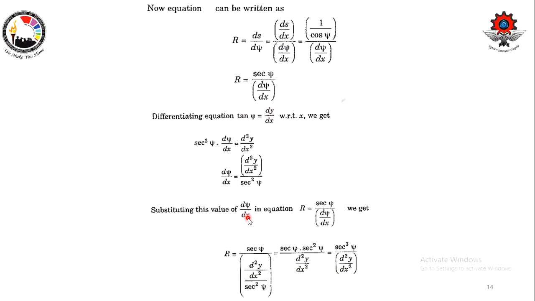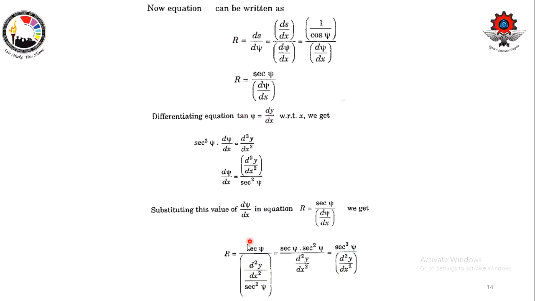Substituting this value of d psi by dx, where? Here in this equation, r is equal to secant psi by d psi by dx. Now d psi by dx in the equation r is equal to secant psi by d psi by dx, we get secant psi by d square y by dx square by secant square psi. So this secant square psi goes above to the numerator. So secant psi into secant square psi divided by d square y by dx square. Now multiplying gets to the third order, that is secant cube psi divided by d square y by dx square, right?